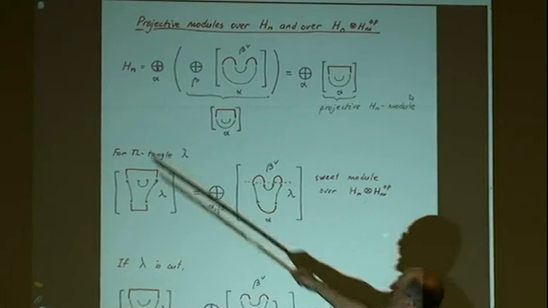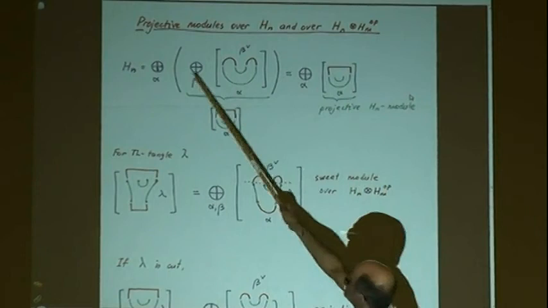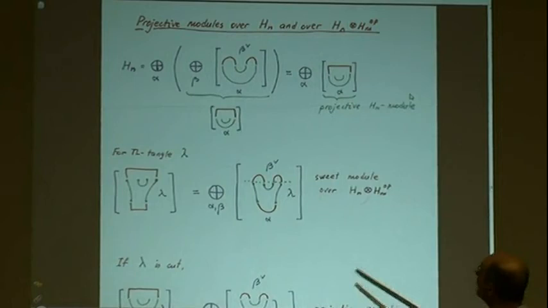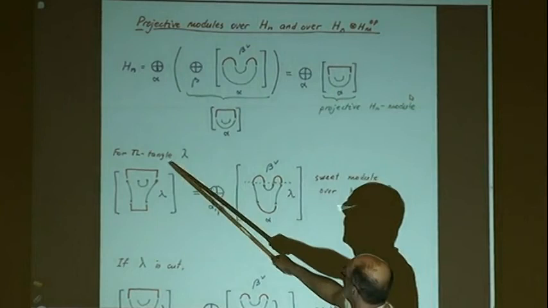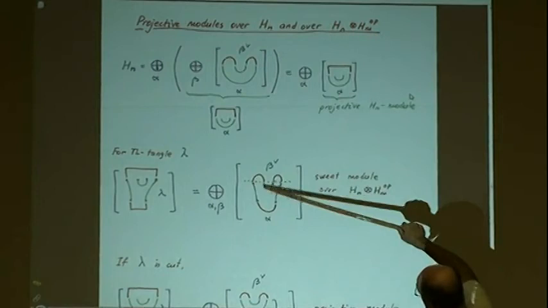So HN itself can be presented as a sum of modules assigned to all the 0 to n crossingless matchings. So therefore, all these modules, these sums, are projective. That's the easy observation. And then Misha proves, this is not hard, that for a Temperley-Lieb tangle, the corresponding bimodule is sweet. You can see from this picture. If you close it down and forget about it, then this thing is a crossingless matching.